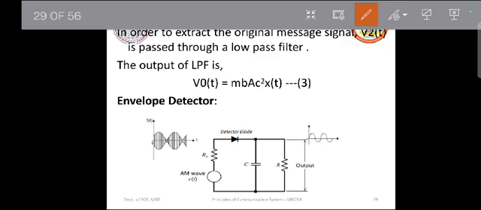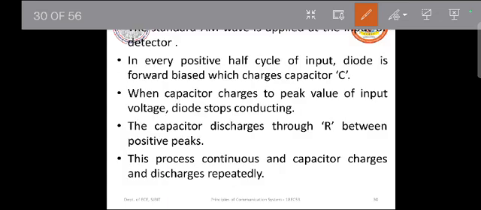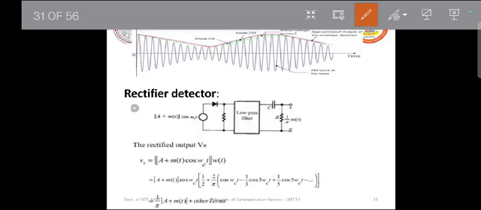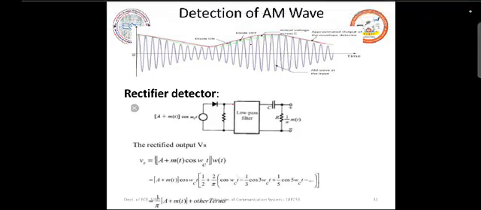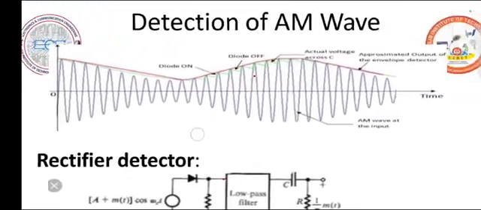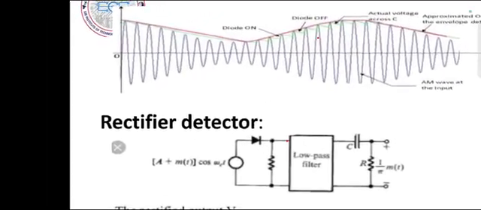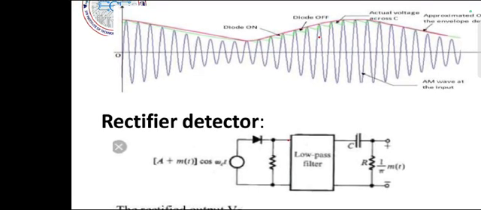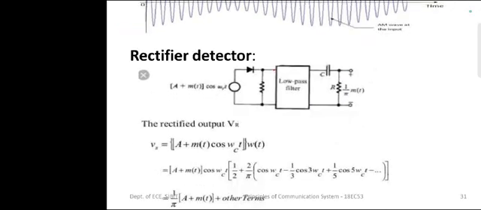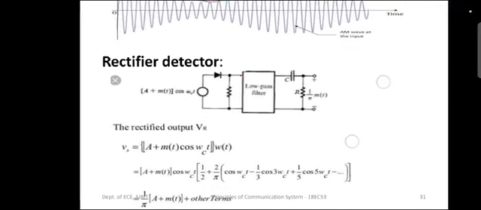Okay, so this process basically continues, and the capacitor charging and almost no discharging will happen. So this waveform shown here will clearly show the process that was explained. The diode goes to the on condition and discharging will be very minimal, and finally the envelope gets detected. Okay, so this is how the envelope detector works.